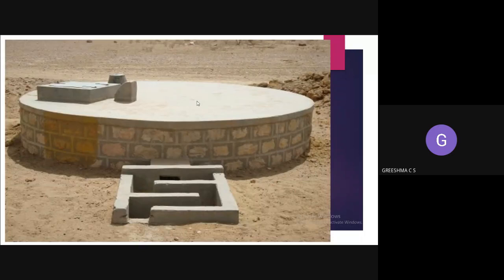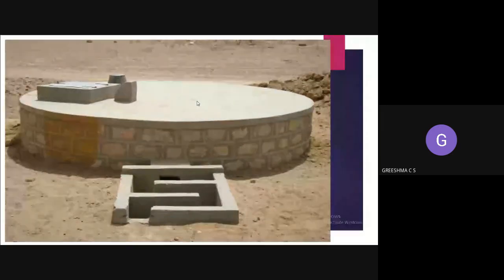At the same time, you might also see the circular water tank, such as those of our water authority. You can see the bottom portion will be a circular slab, and at the same time the top portion will also have a circular slab. Also, the porches of houses will be made as circular slabs, and also balconies. All these are examples of circular slabs.